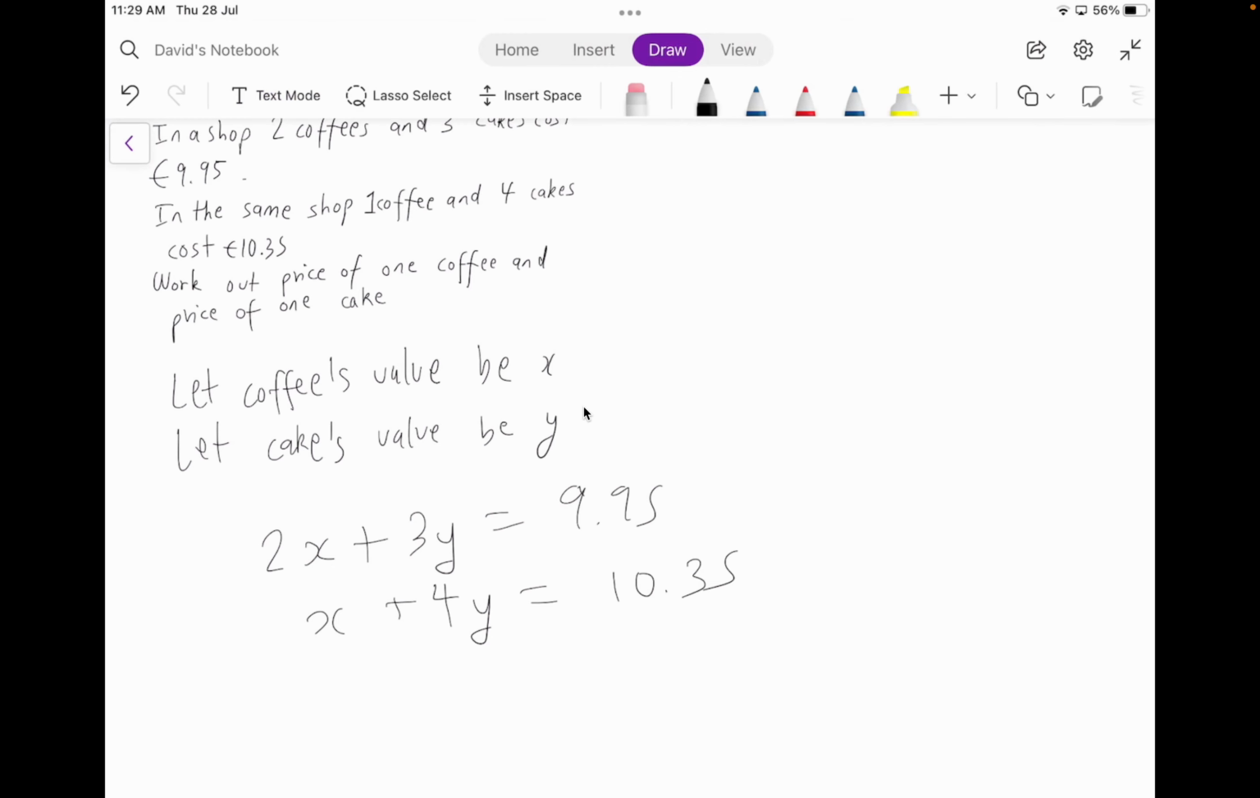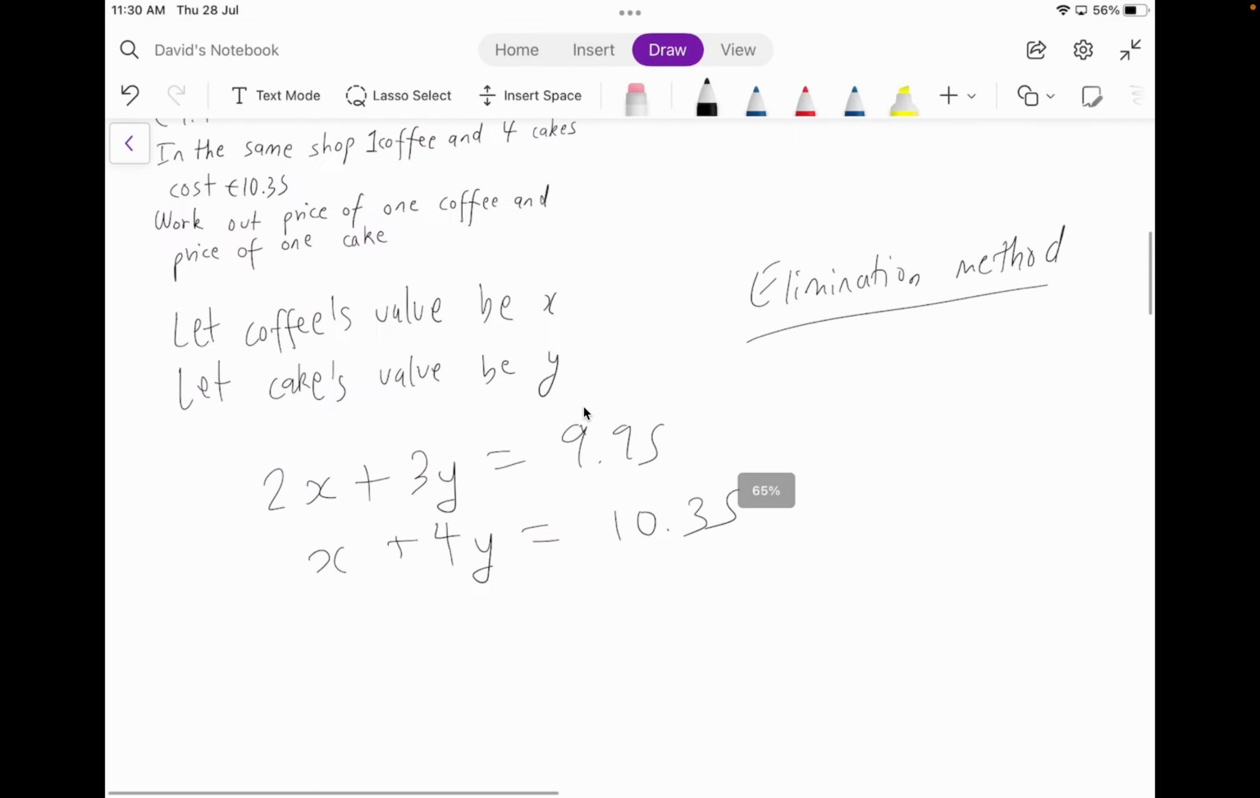Now you have to work out the price for 1 coffee and the price for 1 cake. In this case, I'm going to use the elimination method. Sometimes I feel that the elimination method is a bit faster than the substitution method, but you can choose whichever method you like. The substitution method is really good when you're dealing with quadratic simultaneous equations, so that's one good tip you can take away.